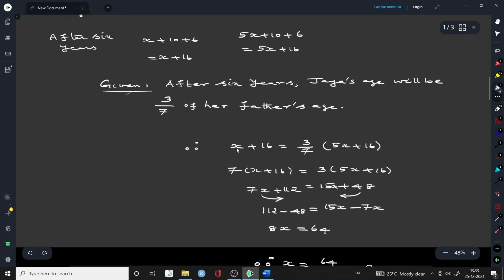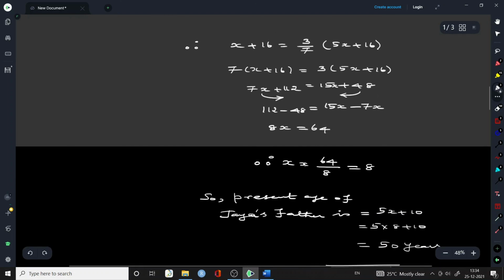So you cross multiply 7. So 7x plus 7 times 16, which is 112. You multiply 3 to this inside the bracket. So 3 times 5x is 15x, 3 times 16 is 48. As we did in the previous case, you take all x to one side and numbers to the other side. So 15x, you push 7x to the right so that it is 15x minus 7x, and that becomes 8x, and you push 48 to the left so that it becomes 112 minus 48, which is 64. So 8x is equal to 64. Therefore, x is equal to 64 by 8, which is 8.